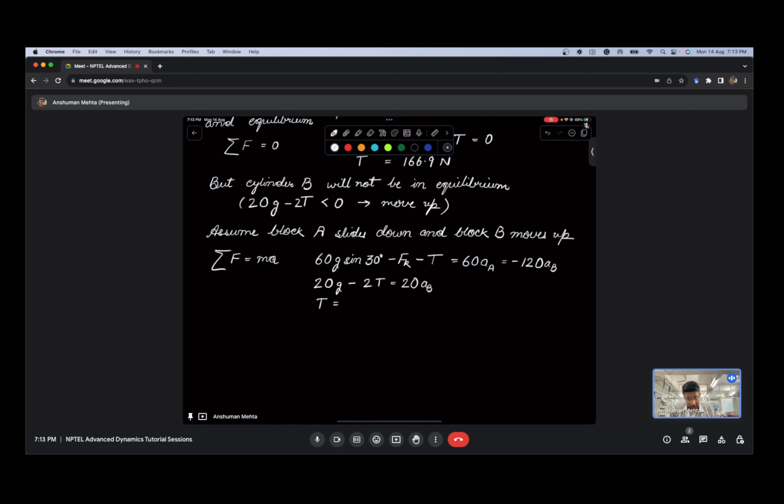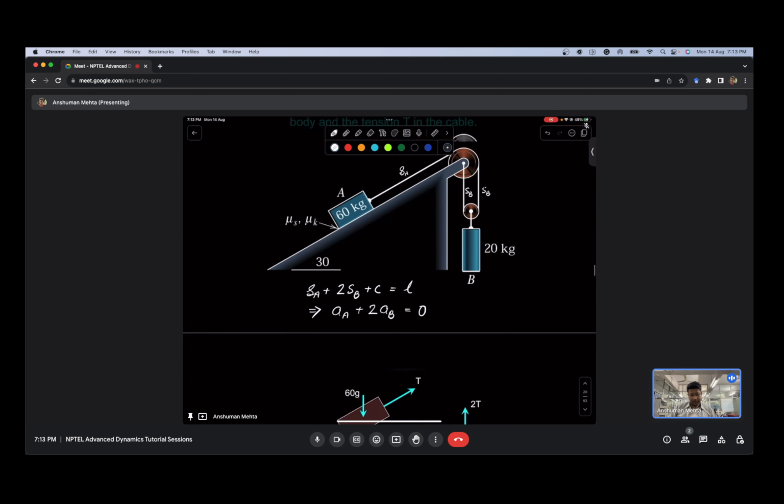which gives us T is equal to 105.35 Newton and AB is equal to minus 0.725, so it's a deceleration, meter per second square, and AA is equal to 1.45 meter per second square. So this completes our question 5.